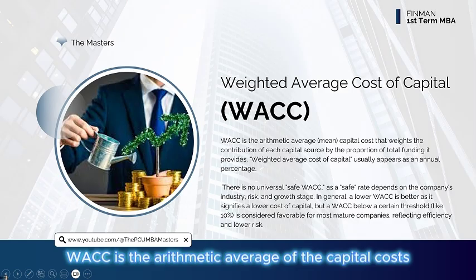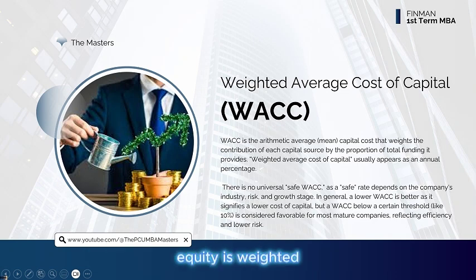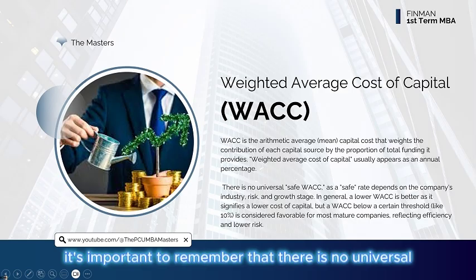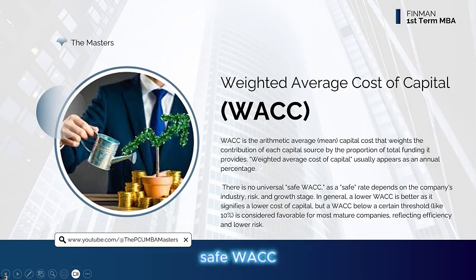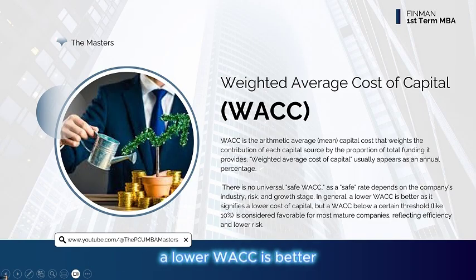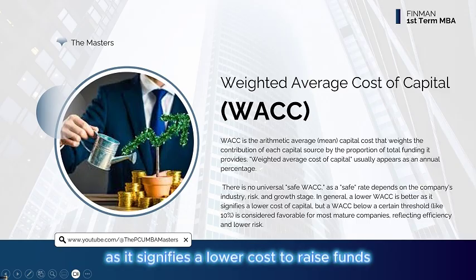Let's focus on the key metric, the weighted average cost of capital, or WACC. WACC is the arithmetic average of the capital costs, where the contribution of each capital source, debt and equity, is weighted by the proportion of total funding it provides. It's typically expressed as an annual percentage. It's important to remember that there is no universal safe WACC. The ideal rate depends heavily on the company's industry, its specific risk profile, and its growth stage. However, as a general rule, a lower WACC is better, as it signifies a lower cost to raise funds. For most mature, efficient companies, a WACC below a certain threshold, like 10%, is often considered favorable.